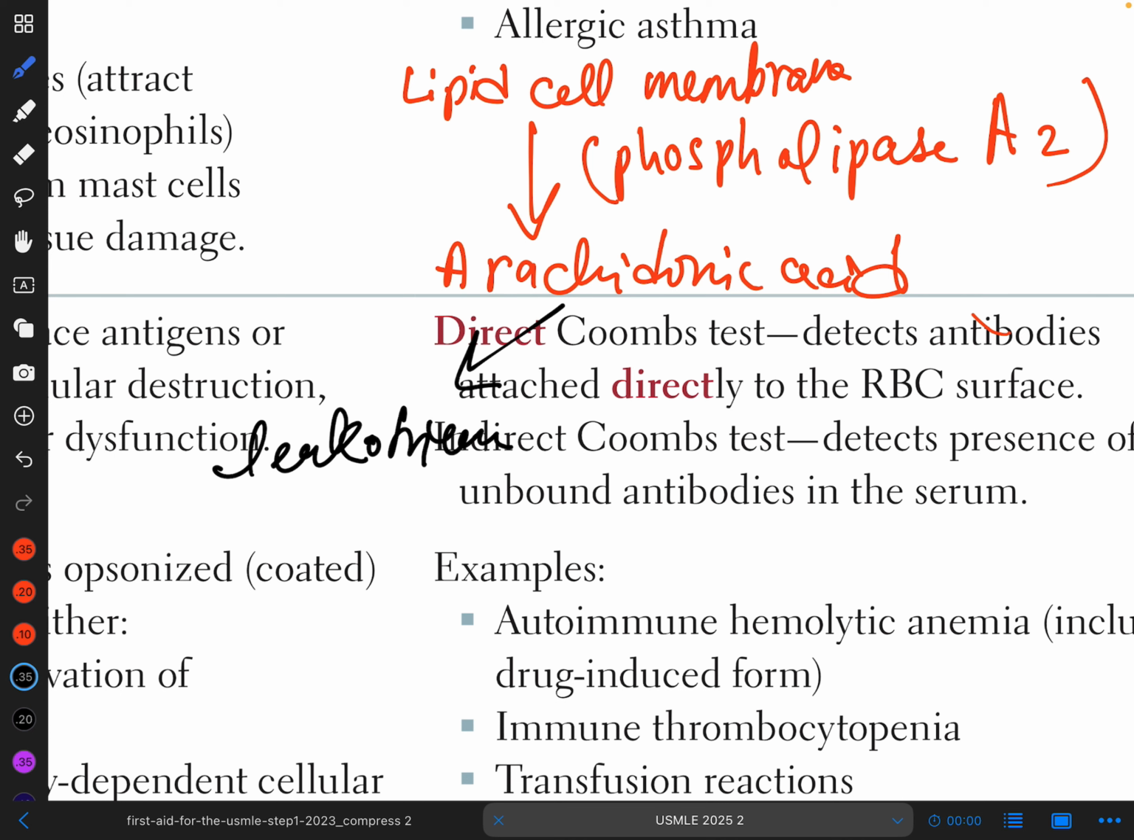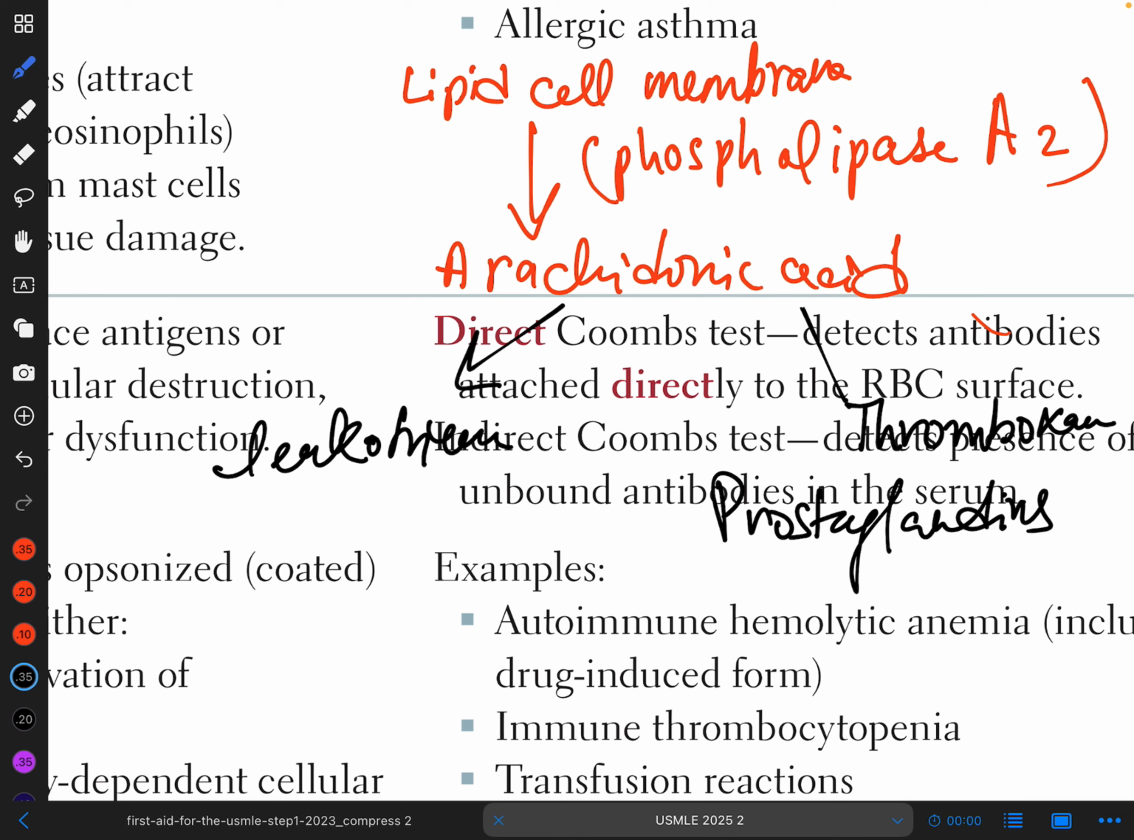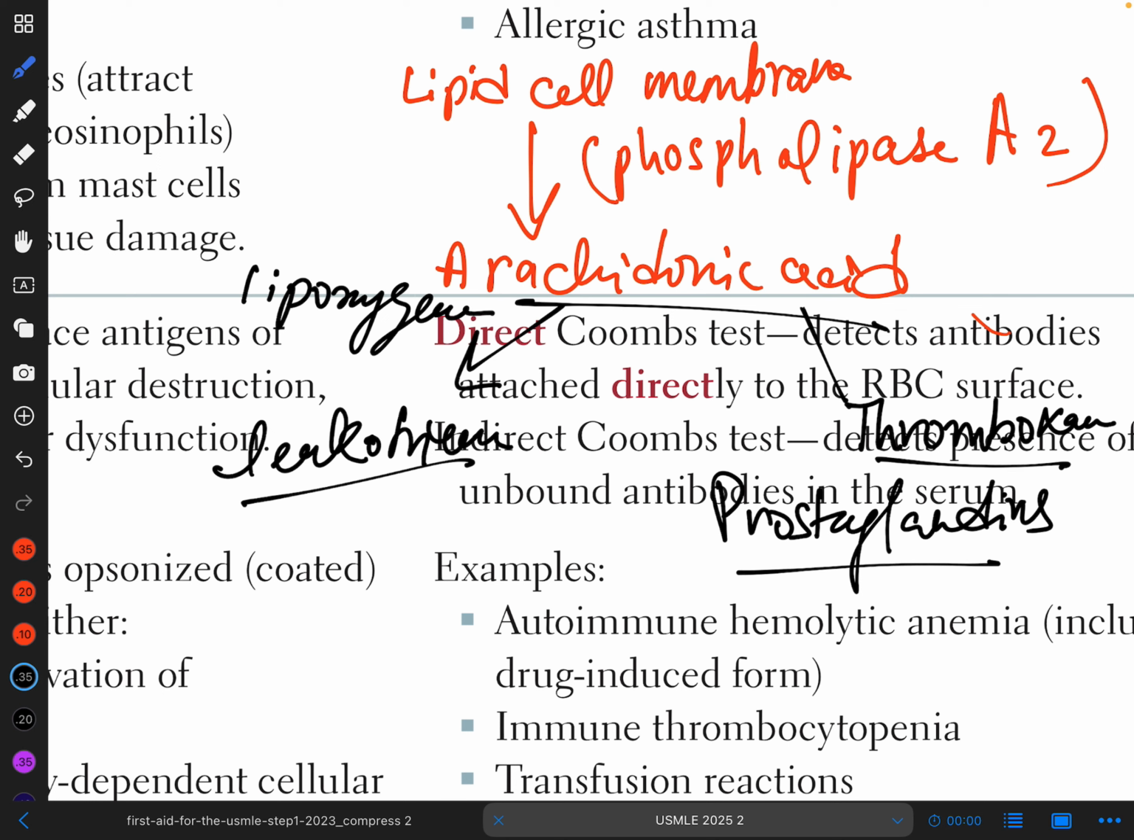and they will convert into thromboxane or prostaglandins. Arachidonic acid is going to convert into leukotrienes by the help of lipoxygenase, and arachidonic acid converts into thromboxane or prostaglandin by the help of cyclooxygenase.